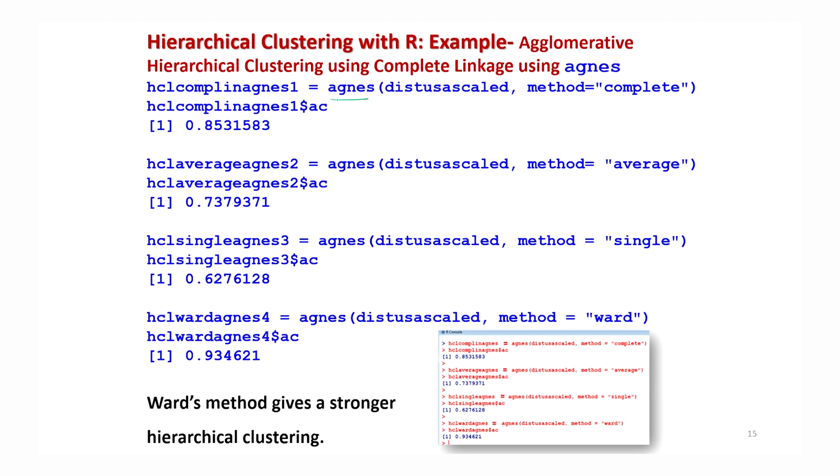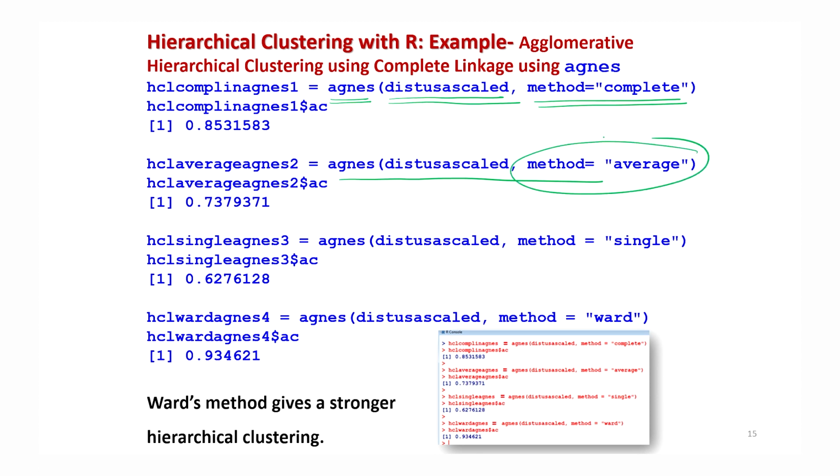So I try to use here the command AGNES, same data set. This was the distance matrix of scaled data. Then now I'm trying to use here method equal to complete. And then I try to repeat it. The same command is repeated here. We say here method equal to average. And then I try to repeat the same command here with method equal to single. Then I try to repeat it with the method here ward.